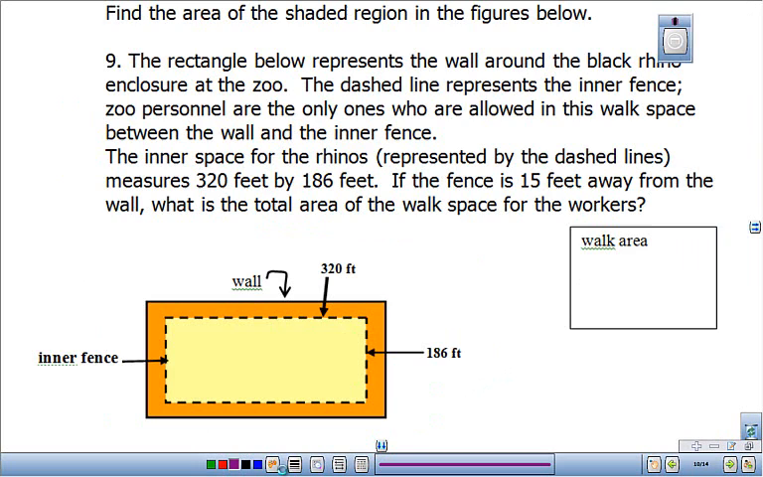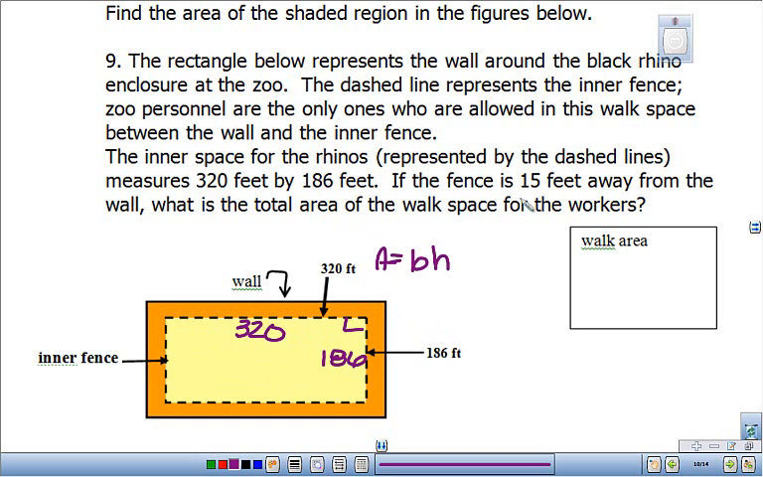Okay, now here we're looking for the area of this shaded, darker orange trim. They tell you that this represents a wall around the black rhino enclosure at the zoo. The dashed line is the inner fence. The zoo personnel are the only ones allowed in this walk space between the wall and the inner fence. The inner space for the rhinos, represented by the dashed lines, so this yellowish area, is 320 by 186, and they have that labeled with these arrows. Okay, so they've told you it's a rectangle, so that's base times height.